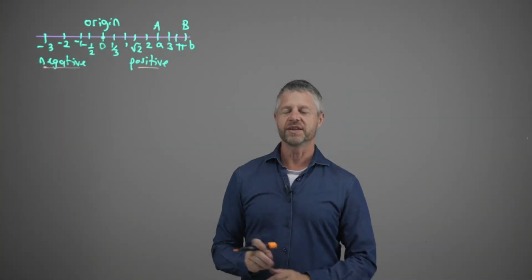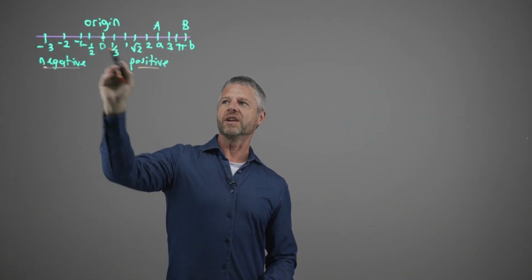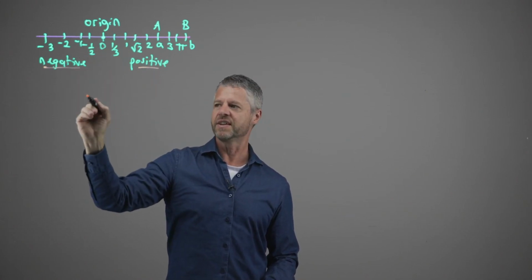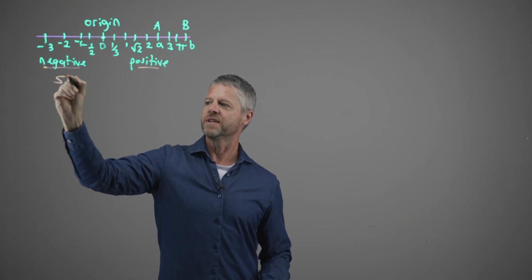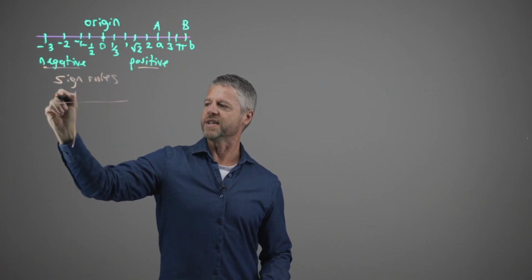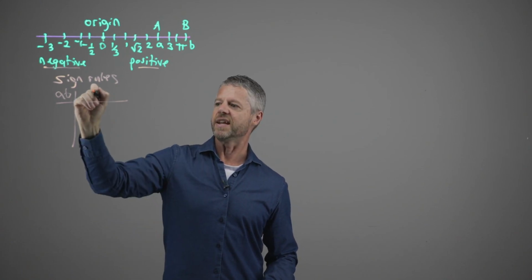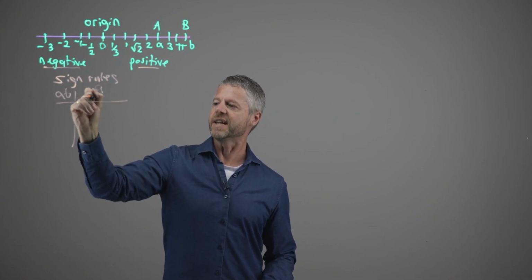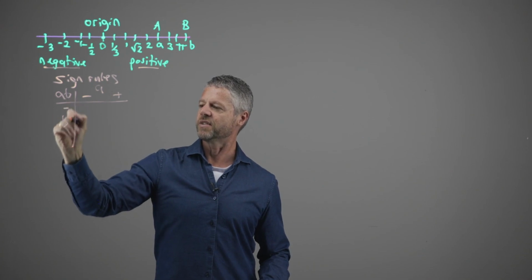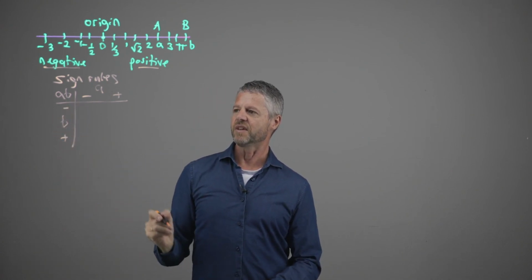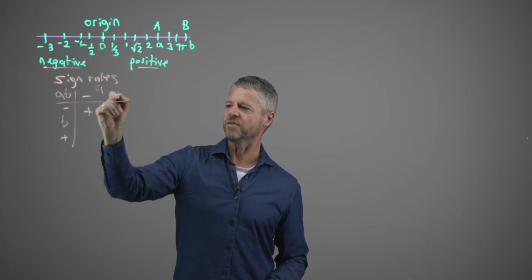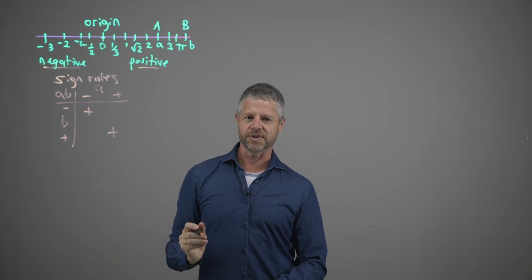So now that we can think about numbers along a number line, and we have positive numbers to the right of the origin and negative numbers to the left of the origin, it becomes easier to think about sign rules. So if I multiply two numbers together, A times B, then A could be negative or positive, and B could be negative or positive. If I multiply two negative numbers together, then I get a positive number, or if I multiply two positive numbers together, I get a positive number.